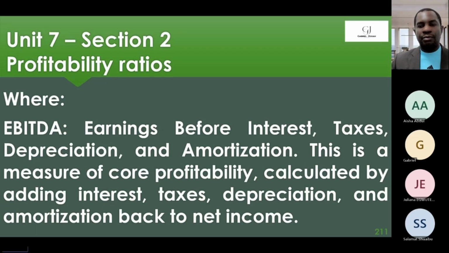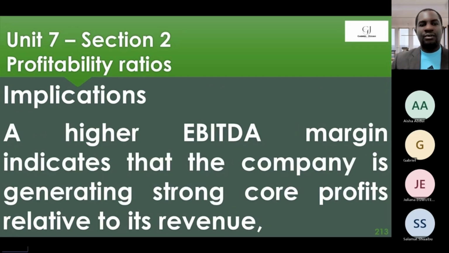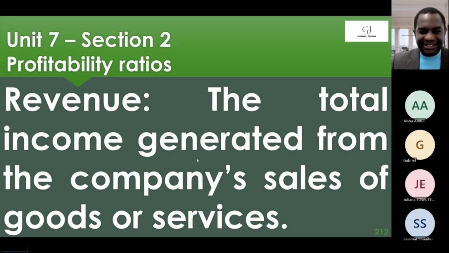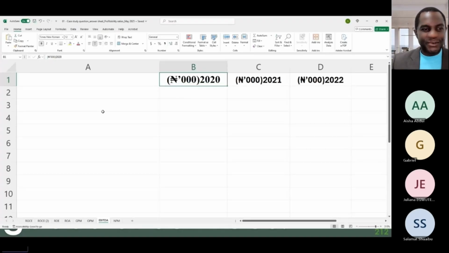EBITDA is earnings before interest, taxes, depreciation, and amortization. This is a measure of core profitability, calculated by adding back interest, one, add back taxes, two, add back depreciation, three, and amortization to your net income. So take note of those components you are adding back. Your revenue is the normal income generated from the company, which is the first item on the S&P. Okay, so let's crack the calculation now. Let's go to the computation. This is very interesting. Let me do the first one and we'll go to the second one.